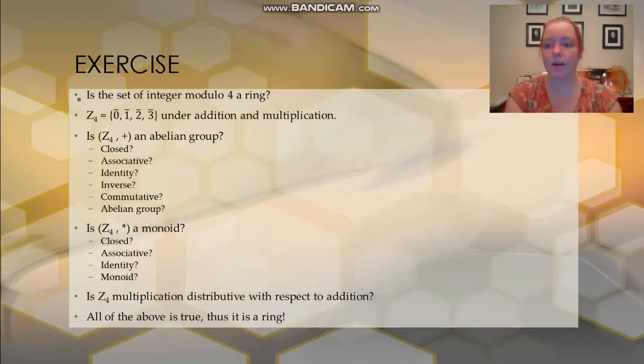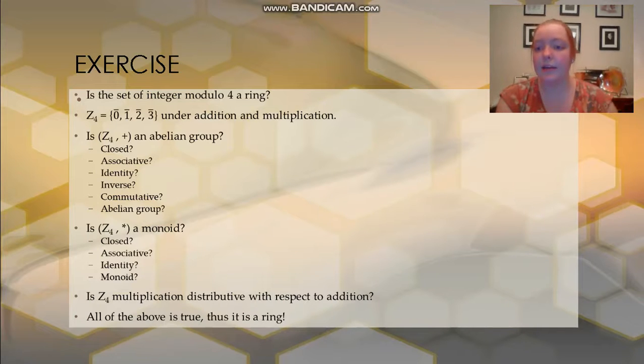So now we're going to move on to some exercises. First we're going to be looking at, is the set of integers modulo 4 a ring? So it's going to be using this notation, Z subscript 4, and it's going to be comprised of the set 0, 1, 2, 3, and it's going to be a cyclical set. And we're looking at it under addition and multiplication.